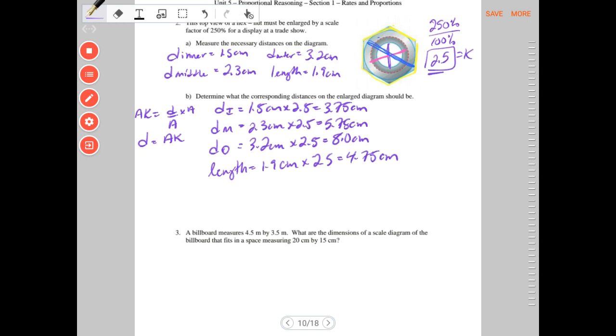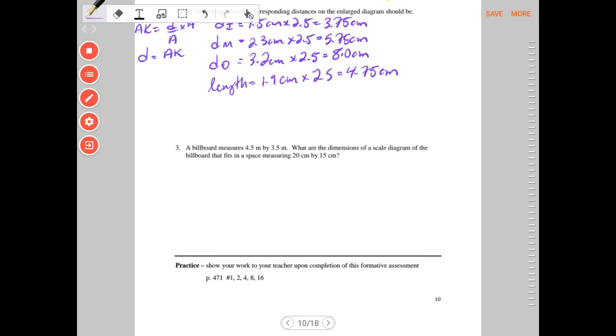All right, last example, and we're done this section. We have a billboard measuring 4.5 meters by 3.5 meters. We want the dimensions of a scale diagram of the billboard that would fit into a space 20 by 15. Okay, so if we did 1 to 1, that would fit, but not great. What if we went 1 to 2? So 1 meter is 2 centimeters, so that would be 9 and 7. So that's still going to fit pretty good.